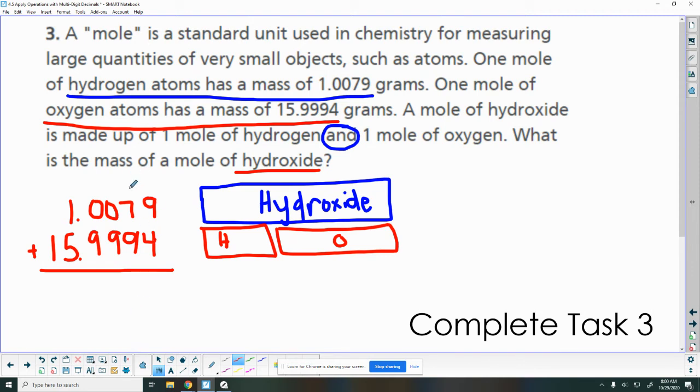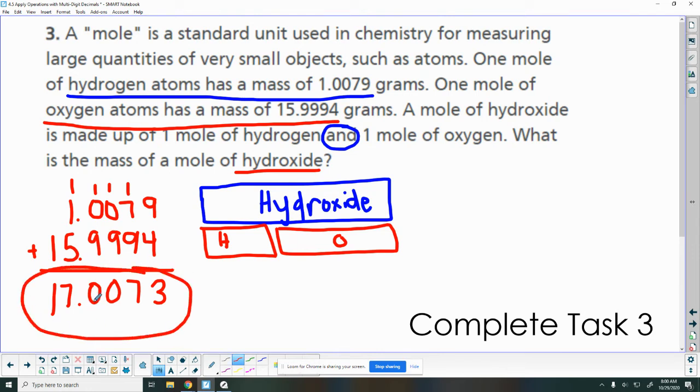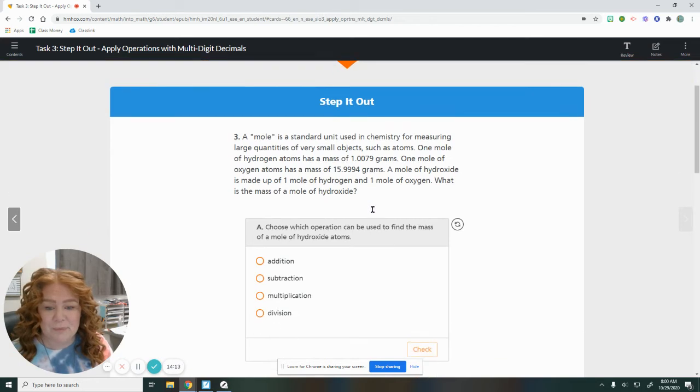So 9 plus 4 is 13. So 9, 10 plus 7 is 17. 9 plus 1 is 10. I'm going to bring my decimals straight down. 5 plus 1 is 7 and 1. So the mass of hydroxide is 17.0073 grams.